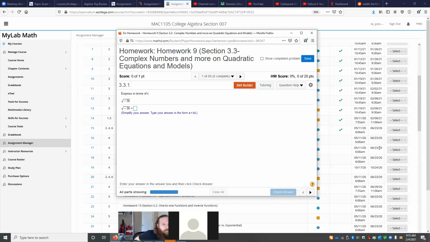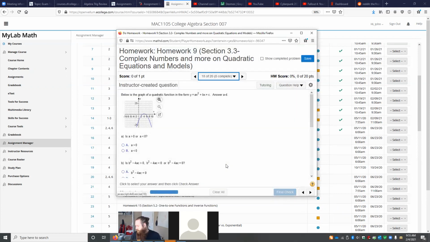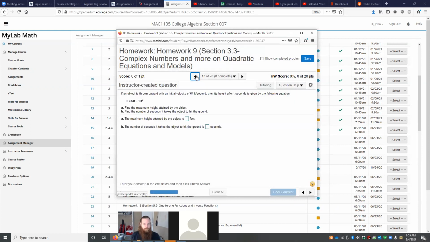Okay, so towards the end of this homework, we have again a bunch of these type problems where we're launching or throwing something. Thrown up at this velocity. So find the max height, and the number of seconds it takes to hit the ground. Let's do it. We'll do a couple like this.